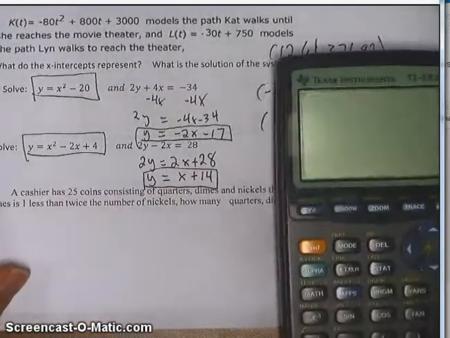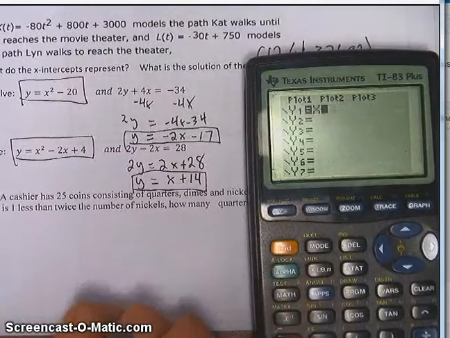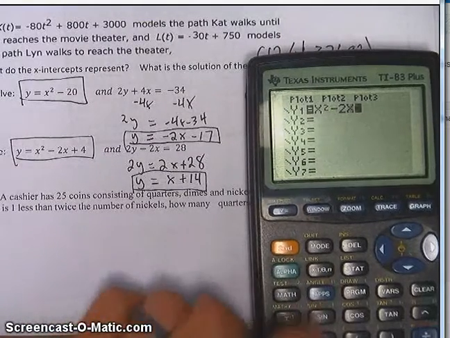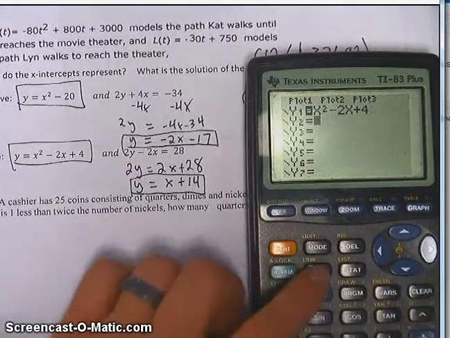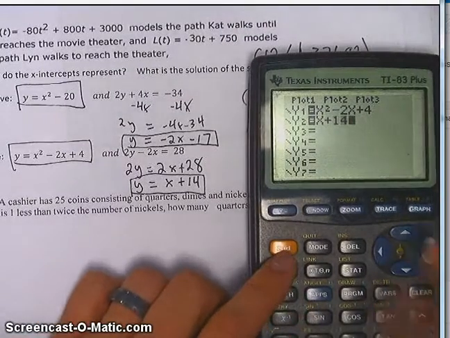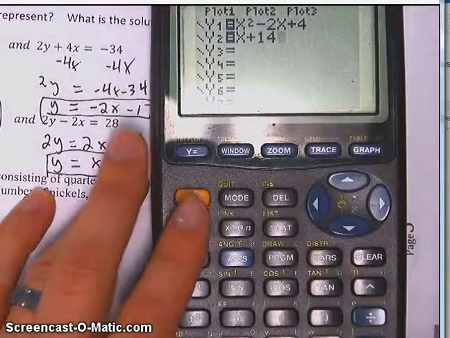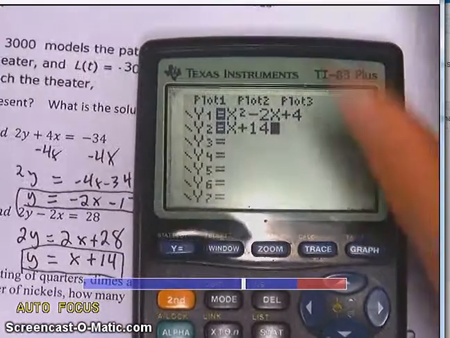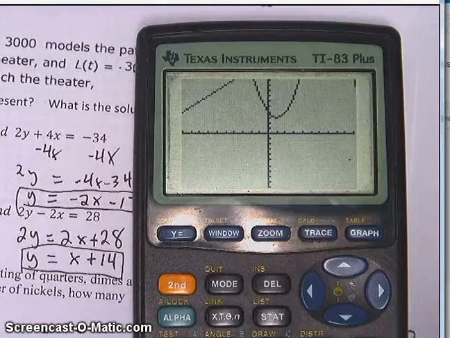So I'm going to go to my calculator, I'm going to turn it on, I'm going to go to y equals, type in x squared minus 2x plus 4, and x plus 14. And I'm going to hit the graph button. And I want to see where these things cross if I can. Okay, looks like it's crossing outside of my window.